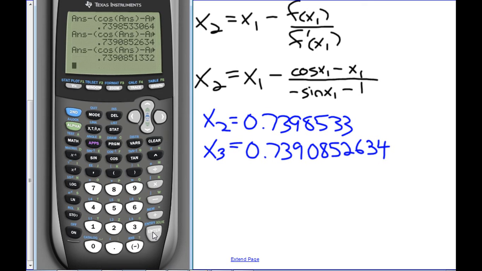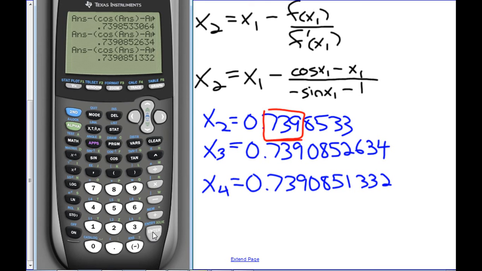Okay, I'll do it again. x4 is 0.73908513332. Now let's see, what numbers changed? Between the second and the third, these numbers stayed the same, but the next one's changed. On the fourth one, the first 6 digits stayed the same. So to 5 significant figures, which is what it asked us for here, we're going to say x is roughly 0.73909.